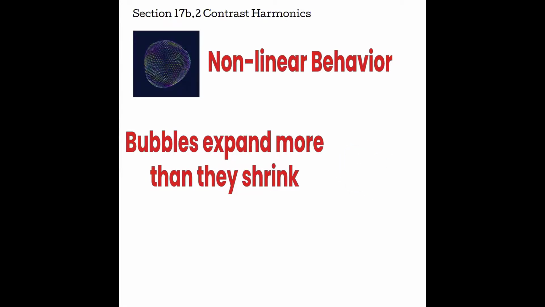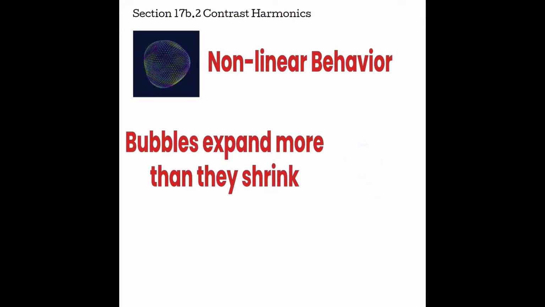We're going to get compression to a certain limit, but then we're going to get expansion, compression again, maybe a little bit more expansion, compression again, and then a different amount of expansion. So we get a non-linear, unpredictable compression and expansion pattern from the bubble, and that's where our contrast harmonics are created.